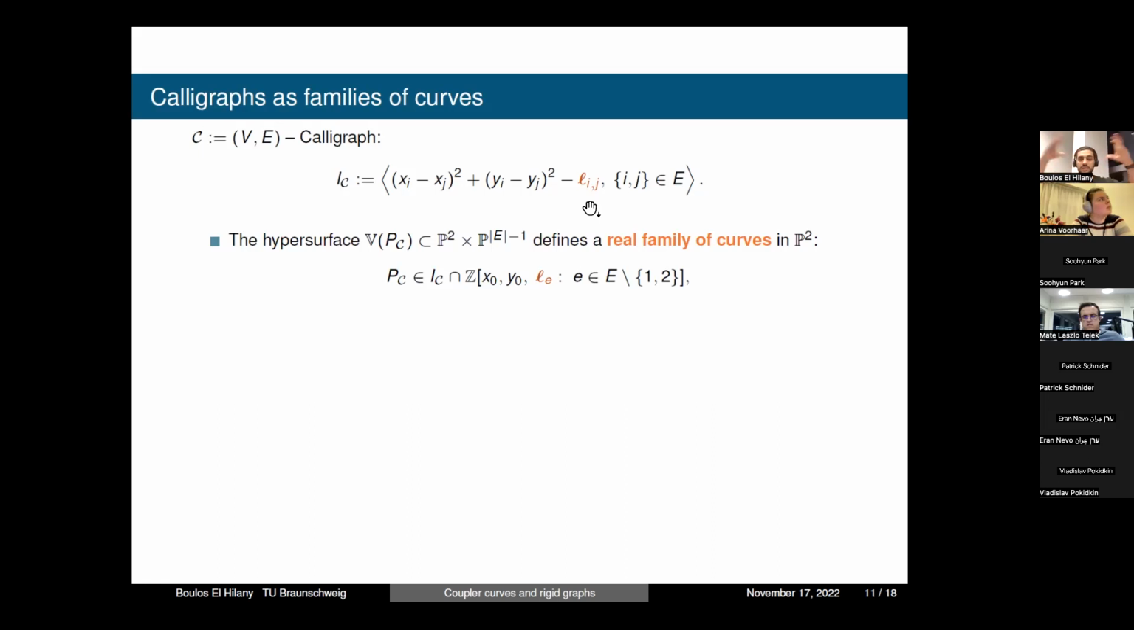Then this lives in the space of all coordinates and edge length. Now I can project all the xi's, xj's except the x0 to obtain a certain hypersurface inside the space whose coordinates are x0, y0, and the edge length. So this means that if I fix the edge length, I obtain a certain curve. Actually, this hypersurface is a real hypersurface because the equations have real coefficients.